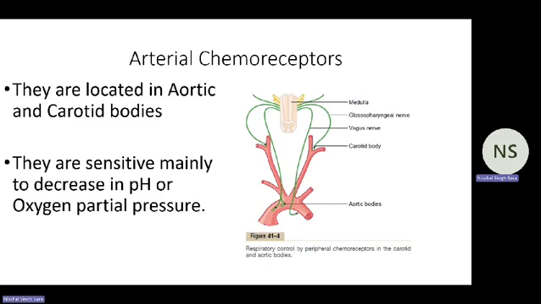First are arterial chemoreceptors. They are located in the aortic and carotid bodies. If there's any change in the pH or oxygen partial pressure, they send their stimulus to the respective nerve. In the case of the carotid body, it's the glossopharyngeal nerve, and in the case of the aortic arch, it's the vagus nerve. And some kind of changes would occur in the body.